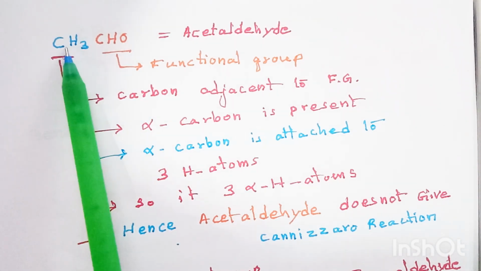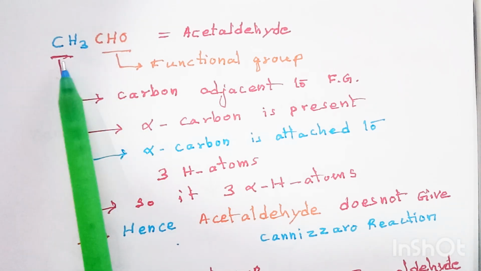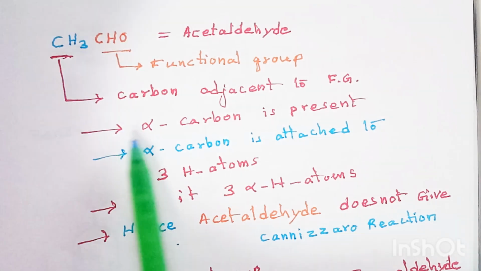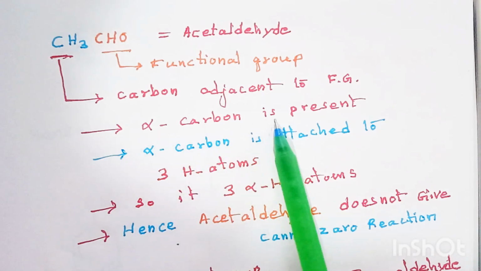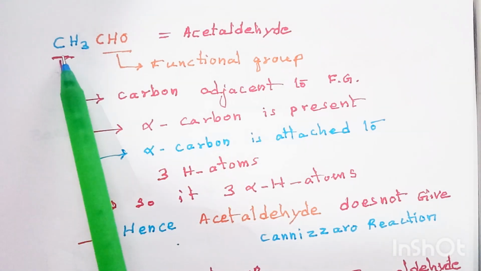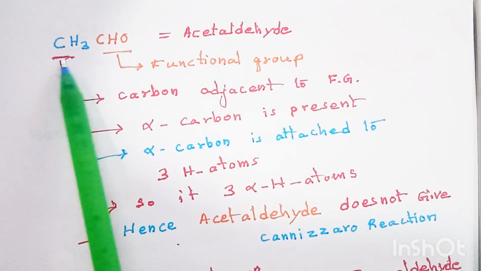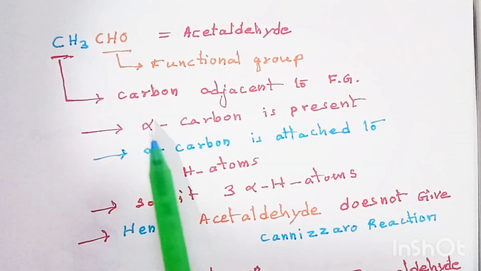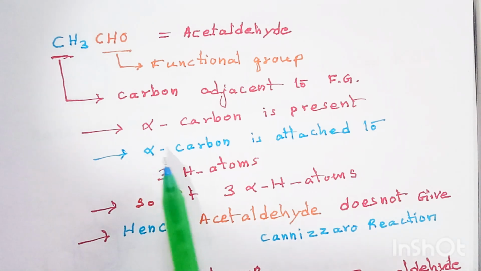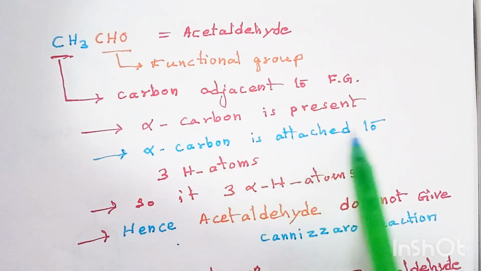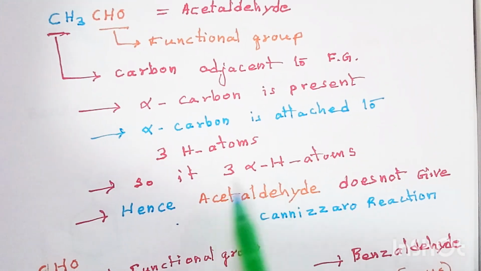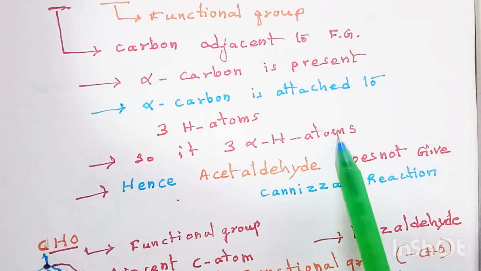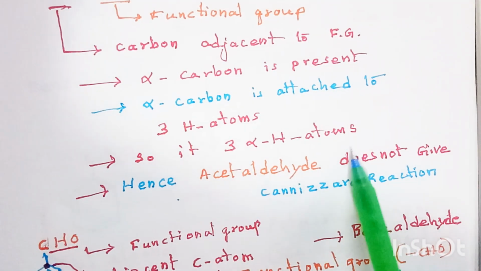This is the carbon adjacent to the functional group. So this is alpha hydrogen. Alpha carbon is this carbon of the CH3 group. Alpha carbon is attached to 3 hydrogen atoms, so it has 3 alpha hydrogen atoms.